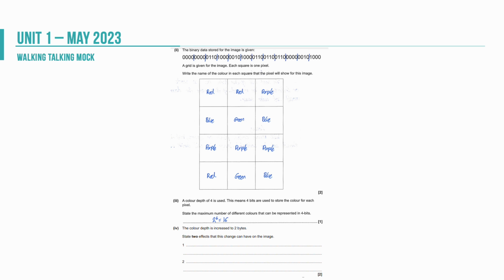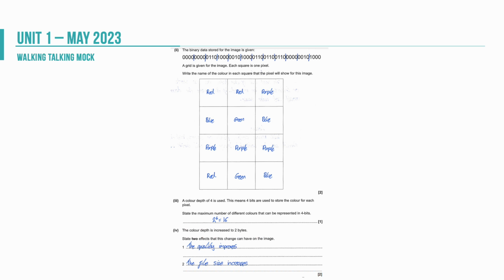Finally, state 2 effects that increasing the color depth will have on the file. Again, whenever we get this sort of question, there are 2 obvious answers. It's going to improve the quality or improve the range of colors, but the file size is going to increase. And that will be the same if they were to ask you about sound files. The quality of the sound file increases if the sample rate goes up, but the file size is going to increase as well. So whenever we get that question around what's the impact of this, that's going to be your answer. If it's gone up, the quality increases. If it's gone down, the quality decreases. And the same for file size.